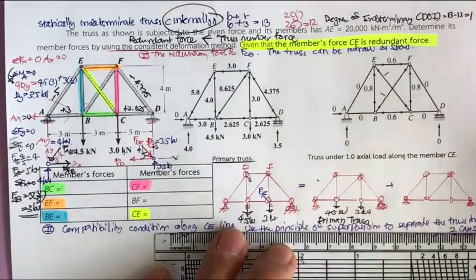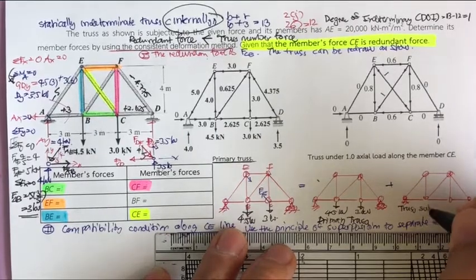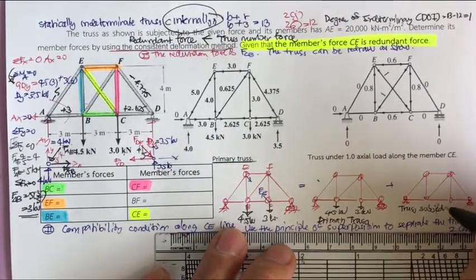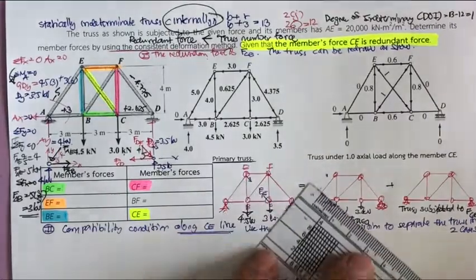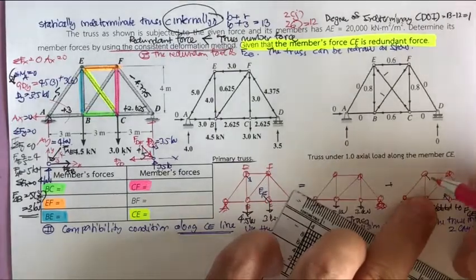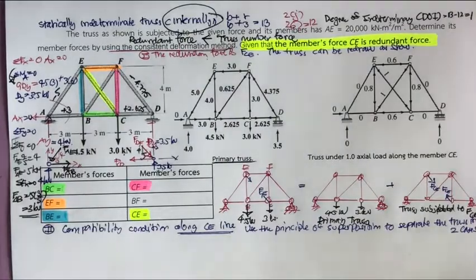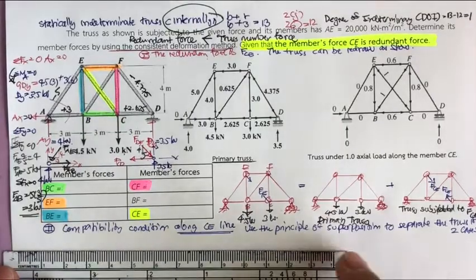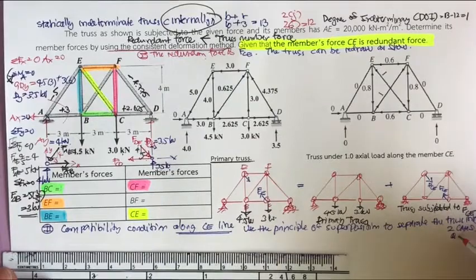This is the truss subjected to F sub CE. Okay, so this one we put F sub CE into the truss. This F sub CE and this is F sub CE. Okay, and now we consider, we use the principle of superposition to separate the truss into two cases as shown.